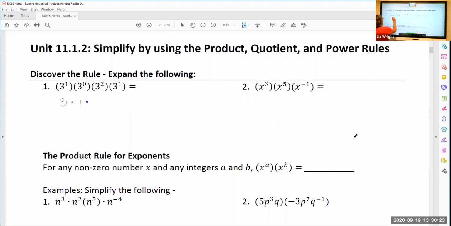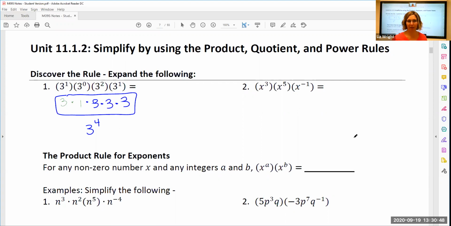And then here we're going to have 3 times 3, and then times 3 to the first, which is just 3. Then you're asked, well, how many 3s did we actually come up with? We have 4 of them. So we actually had 3 to the 4th by the end of it, and it just asked us to expand the following. So really all you're going to need is this. But then I would like to pose the question to you: how many 3s did we end up with? So let's look at what happens on the next one.